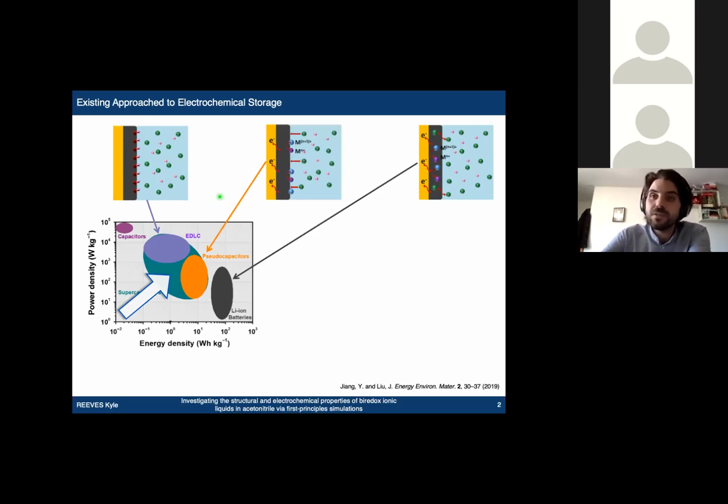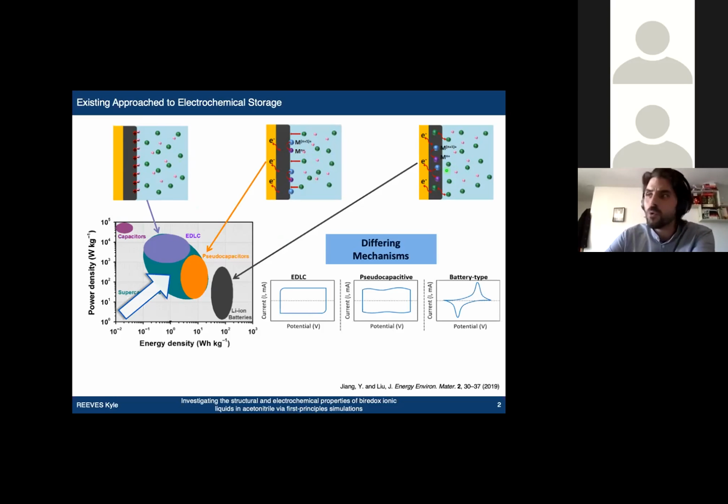Somewhere in between are these pseudo-capacitive type materials, which likely have some sort of behavior of each of them, where we have migration of mobile ions towards the interface, and on the other side have some amount of electrochemical interaction at the interface once they've approached it. And these have different mechanisms of storage and experimentally have been observed and measured.